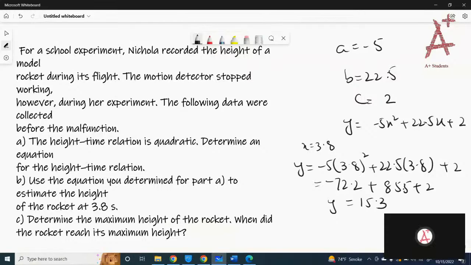Got it? Determine the maximum height of the rocket and when the rocket reaches its maximum height. Okay, again for the maximum height, you have to use the calculator. Got it?